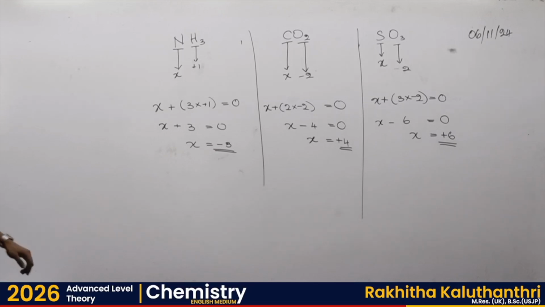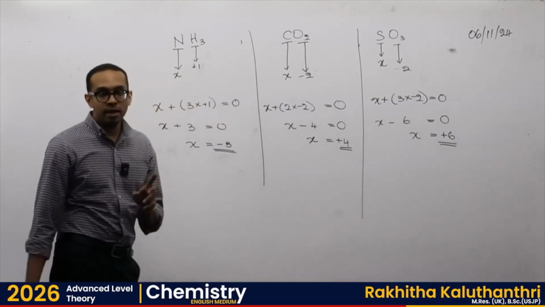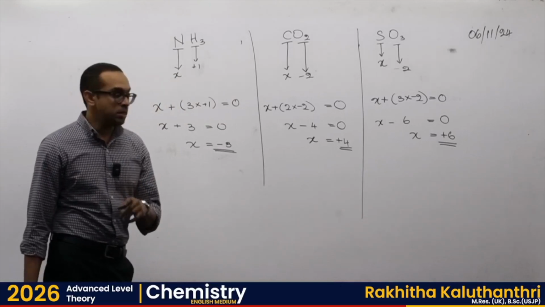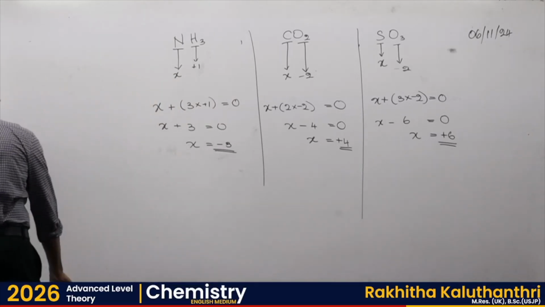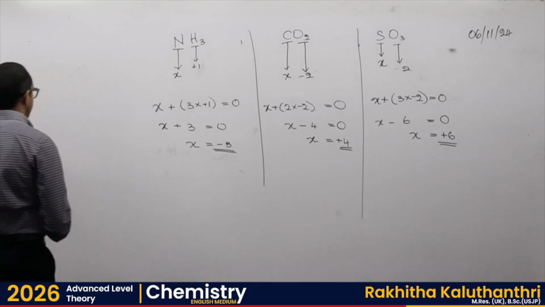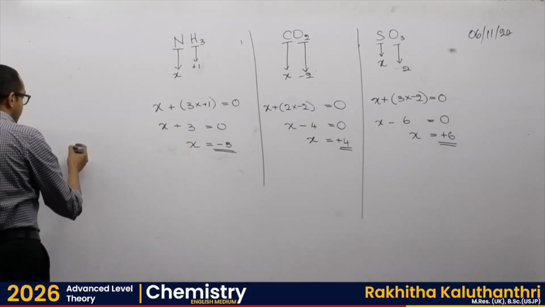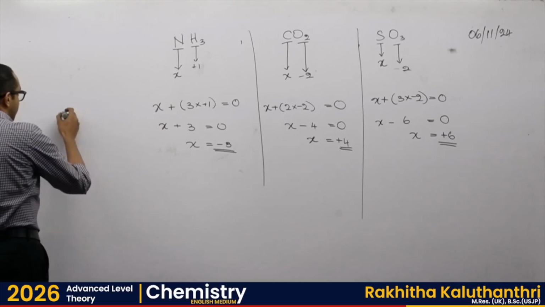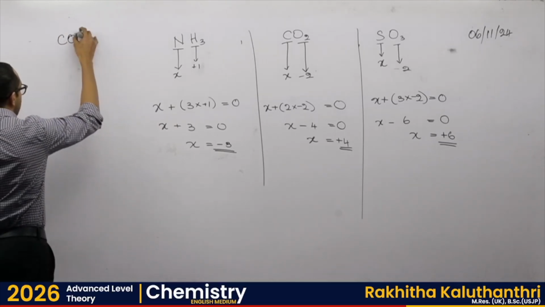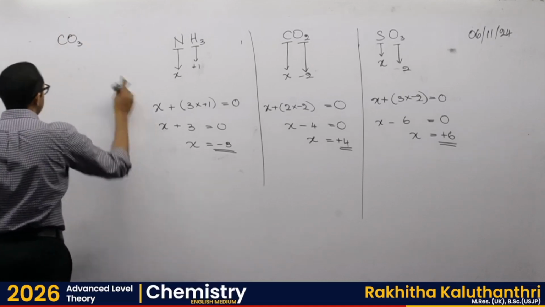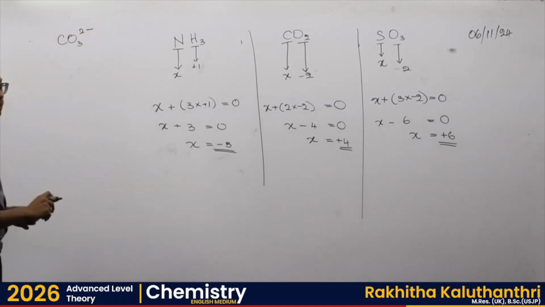Right. So then I'll do one ion and then I'll get you to do the other ions. For example, if you're talking about something like this, let's take carbonate, 2-. Now pay attention.